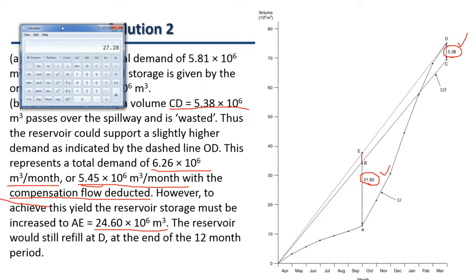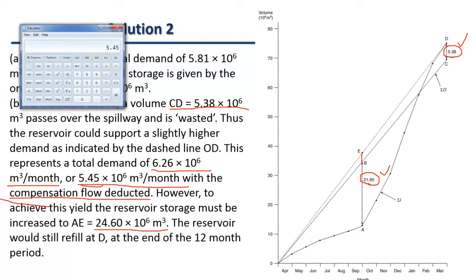So remember what the compensation flow was? How much was that? 0.81 million cubic meters. Remember? Okay, so it says 6.26 minus 0.81. That's the compensation. Here it says this is the flow with the compensation flow deducted. The way it's written, I would say it should say this is the flow minus compensation flow. Doesn't matter. So that's the figure.